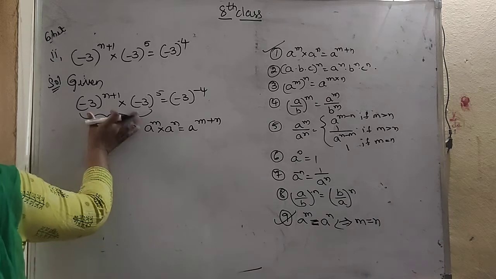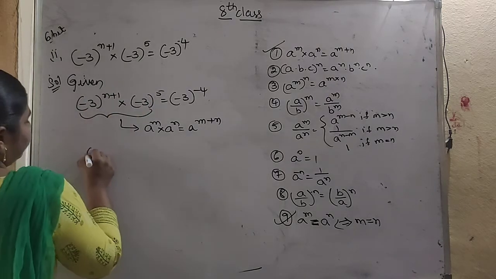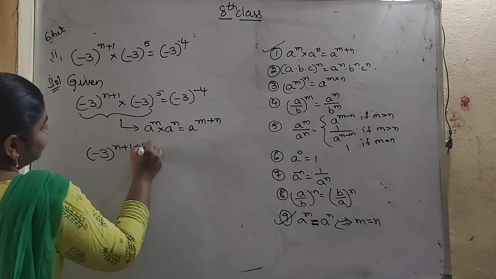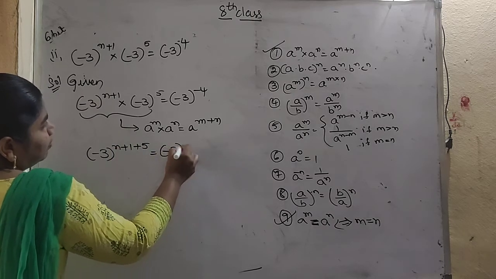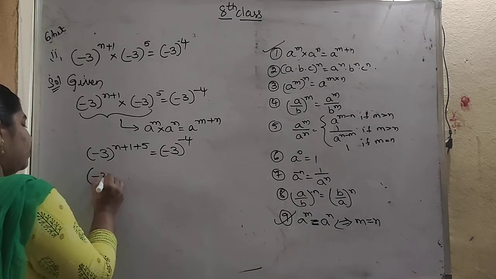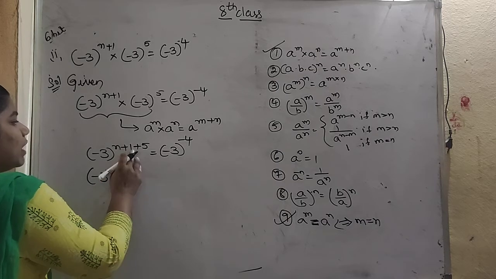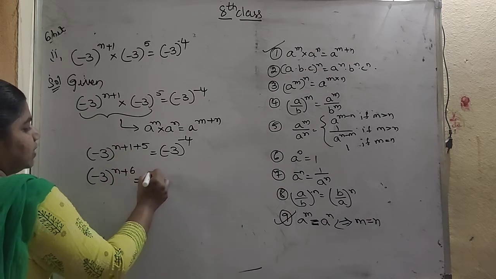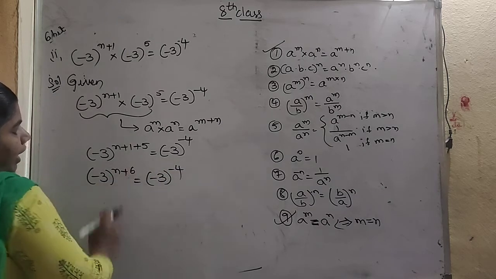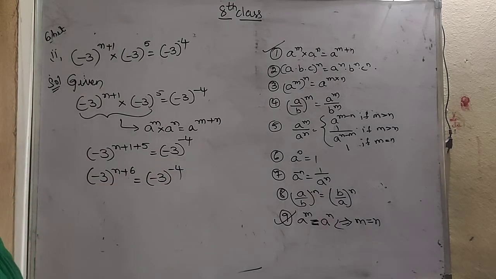So both bases are equal. We have to add the powers. So it will be minus 3 whole power n plus 1 plus 5 is equals to minus 3 whole power minus 4. Okay. So now here, minus 3 whole power n plus 1 plus 5 will be 6, is equals to minus 3 whole power minus 4. We should not add this as n plus 6. For n you should not add 6, because 6 is a constant value, n is a variable.